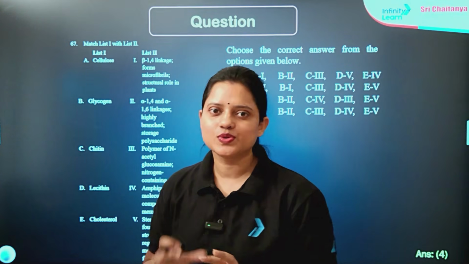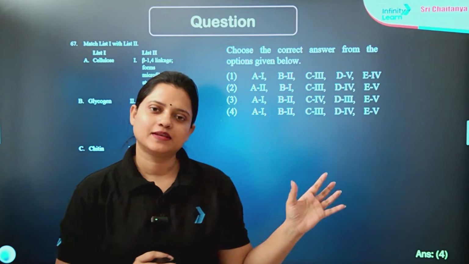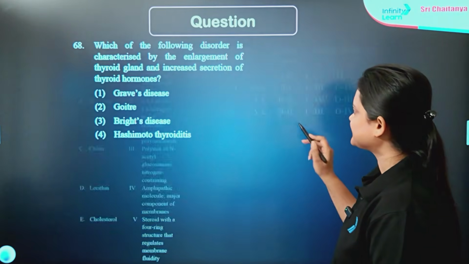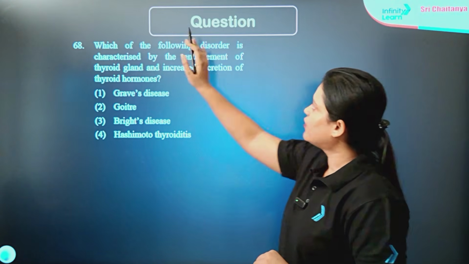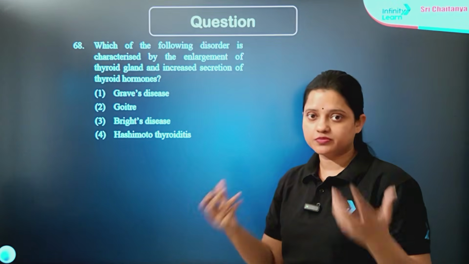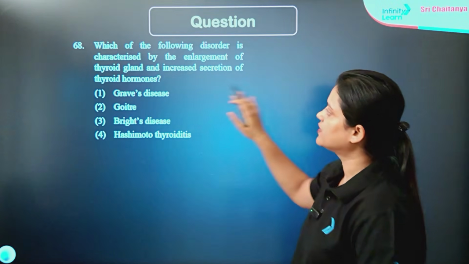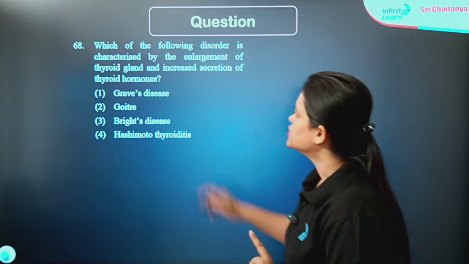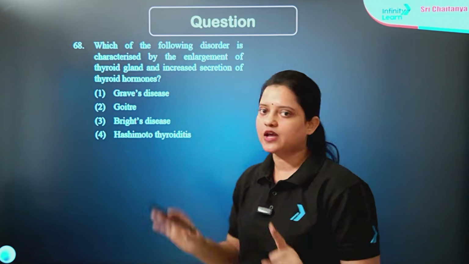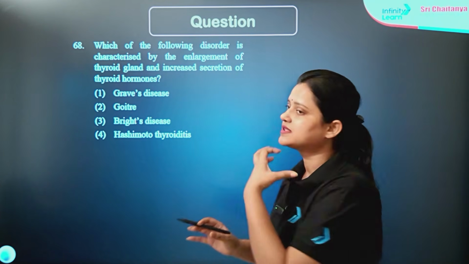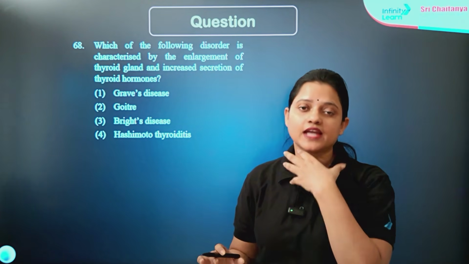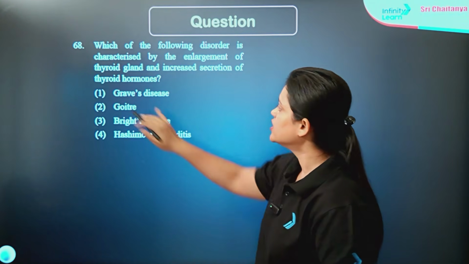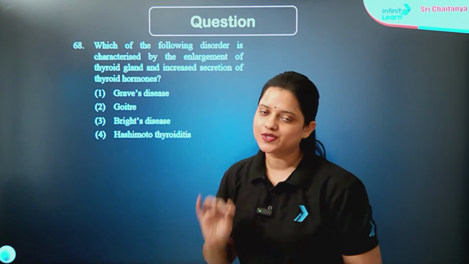Yes. So I guess you guys have done all the questions correctly because these are easy questions. Yes, a bit tricky. Few questions are tricky. Next. Which of the following disorder is characterized by the enlargement of thyroid gland and increased secretion of thyroid hormone? So here they are talking about hyperthyroidism. So Graves' disease will be answer, which is hyperthyroidism. So goiter is increase in the size of thyroid gland, and it is hypothyroidism, not Bright's disease, not Hashimoto. So correct answer will be Graves' disease. That is 1.